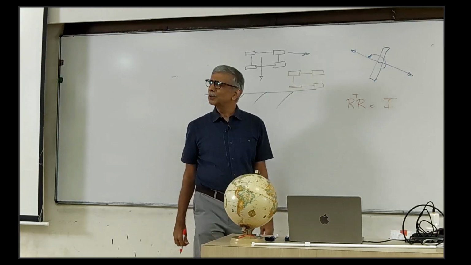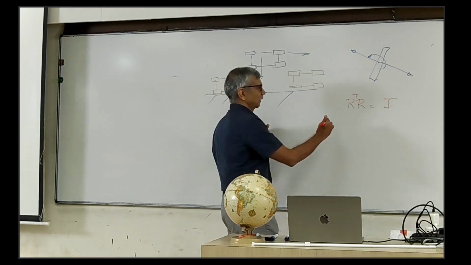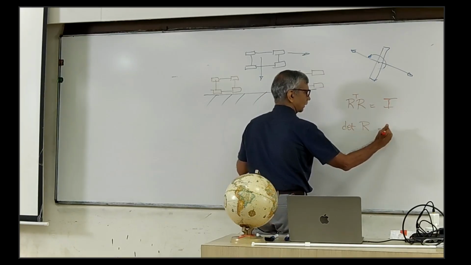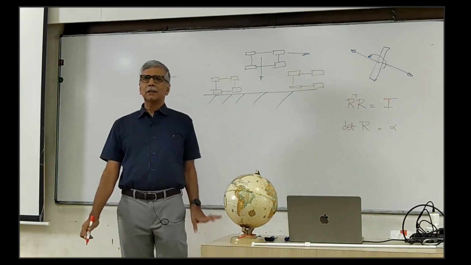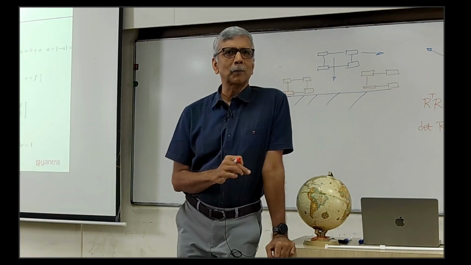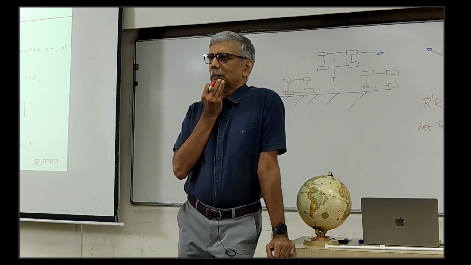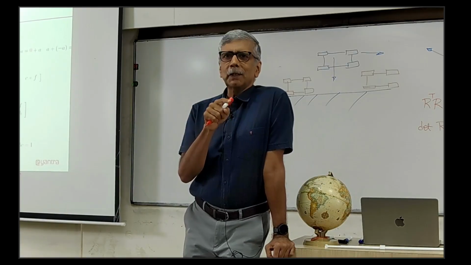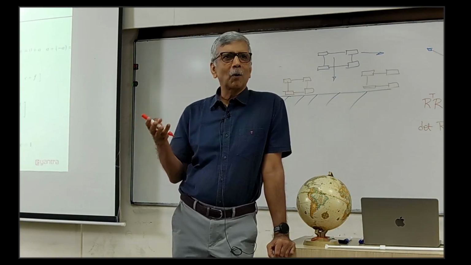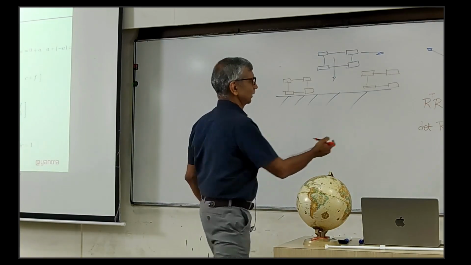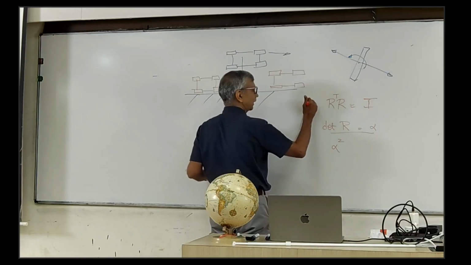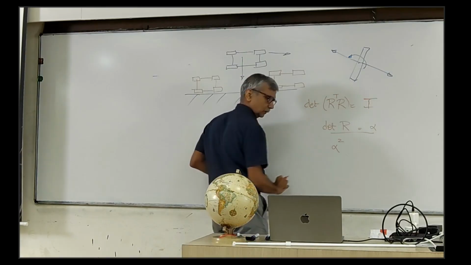R should be skew symmetric? Not at all. Okay, I'll give you a hint. Let's say determinant of R is alpha. Will determinant of R transpose be different from alpha? Is the determinant of a matrix and the determinant of its transpose the same or different? It is the same. Okay. So if this is true, what is this equation if I take determinants on both sides?